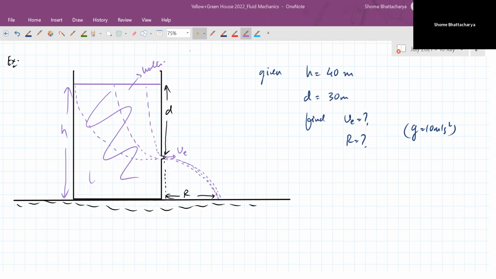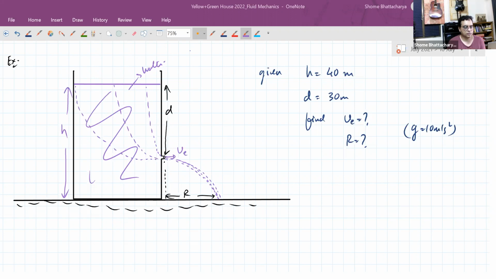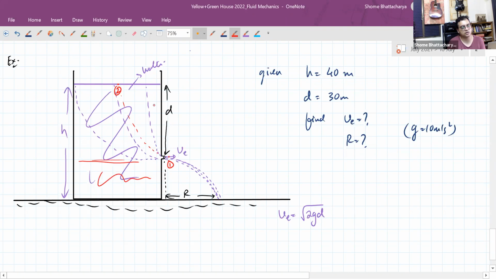Okay, so let's work out the answers. So the speed of efflux here will be root 2gd. Because again, see, you are comparing this point with this point, so the height difference between these two points. So again, it's the same thing. You're applying Bernoulli's equation that way. So this water that is below this level does not contribute to any efflux. It's only above that contributes. Okay. So the speed of efflux will come out to be square root of 600, or 10 root 6 meters per second.